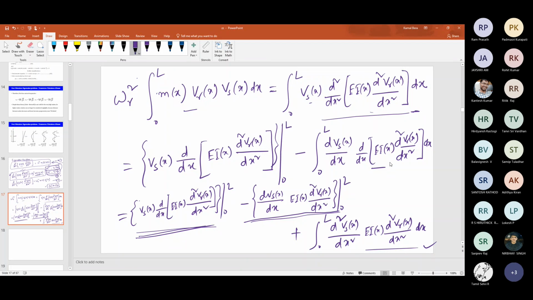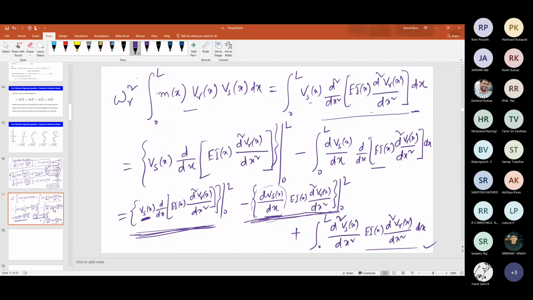For a fixed beam, what will happen? V at x equals 0 and V at x equals L are 0, right? And its derivative, the slope, is also 0. So this quantity at x equals 0 and x equals L is 0, and this quantity at x equals 0 and x equals L is also 0 for a fixed beam. So this and this are 0. For any other boundary condition, cantilever beam or simply supported, you will get 0. This boundary term will be 0. Agree or not agree?